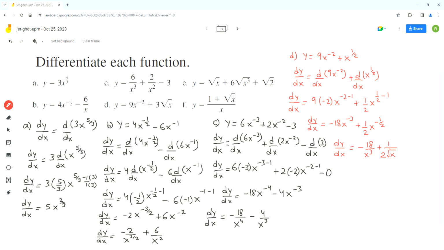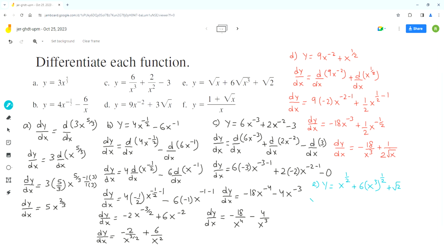So now we can analyze part E. So I can use a different color. So for part E, we are given three terms. Now two of the terms have x with the square root, so we can change that to rational exponent, but we don't need to do that for square root of 2 because it's a constant. So we can rewrite it as y equals x to the power half plus 6 times x cubed to the power half and then plus square root of 2.